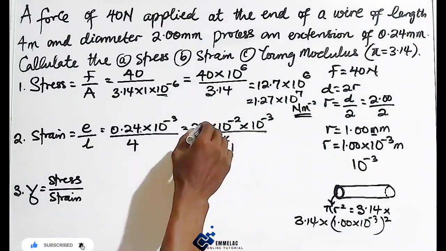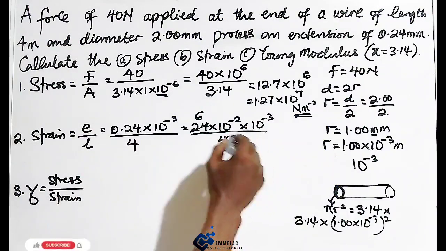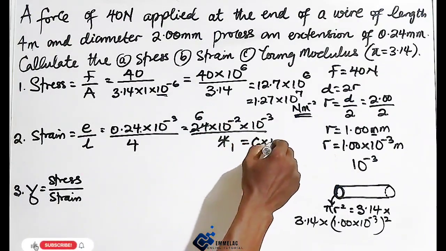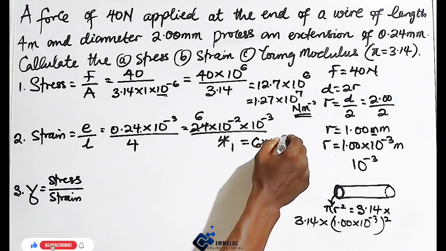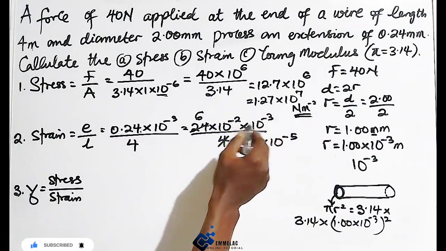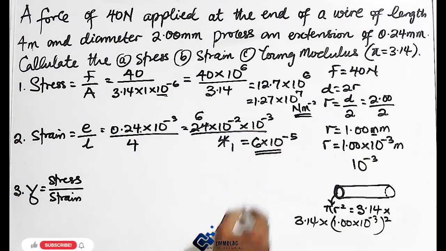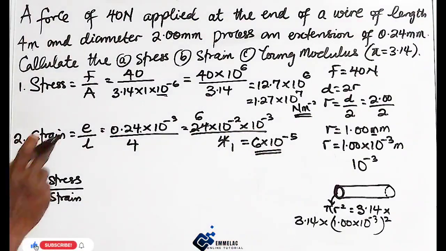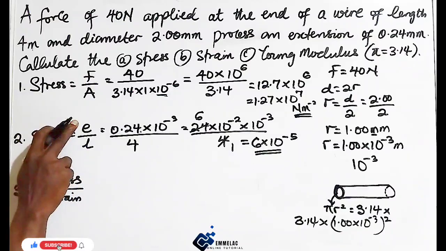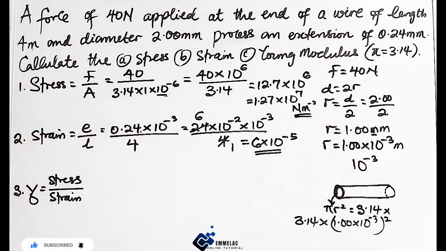Now 4 in 24, you have 6. So our final answer here will now be 6 times 10 raised to the power of -5, because -2 plus -3, according to the law of indices, we have to add the power to give us -5. Now since strain is a ratio of extension having a unit of meter and length having a unit of meter, it is unitless, so it has no unit. All right, and that is that.